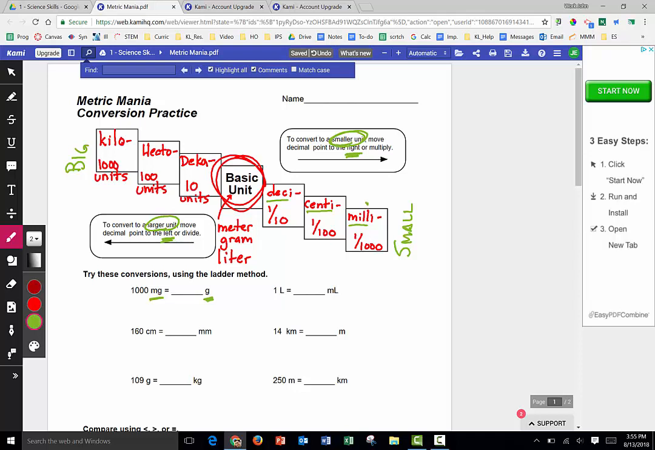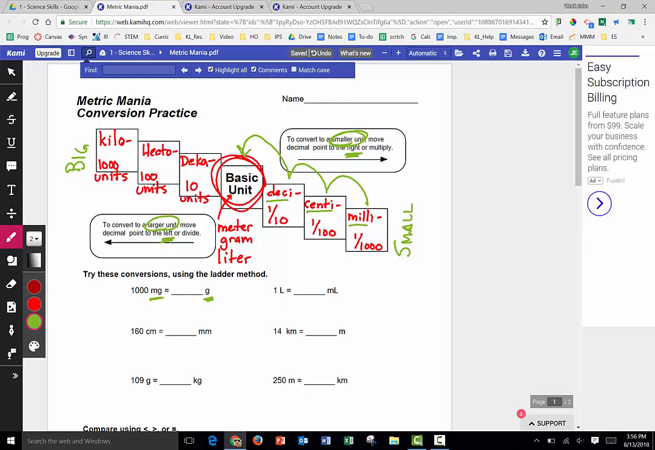I'm here at the milligram, and I want to get back to the base unit of gram. If you notice, I have to make 3 steps on my chart to get there. So I would move the decimal 3 times. Recall that if there's no decimal written, that's because it's after the last digit. So my decimal is after that third zero.